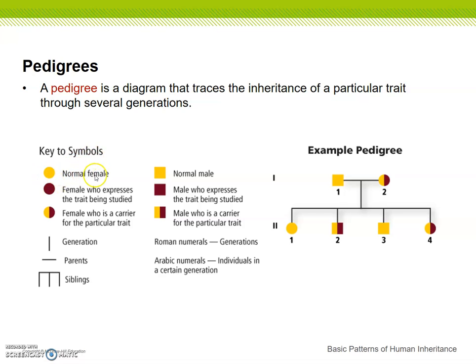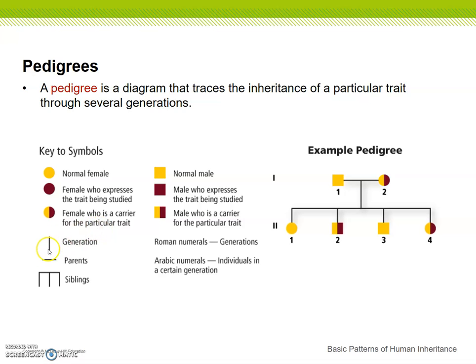The yellow circle would be a normal female. The kind of reddish circle would be a female who expresses the trait being studied. And then the one that's kind of half and half, yellow and red, a female who is a carrier for the trait. She doesn't express it, but she has the gene.